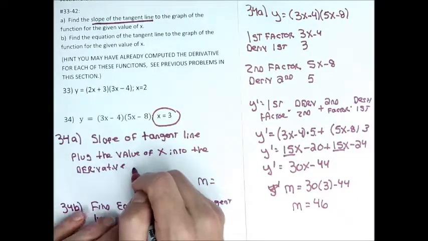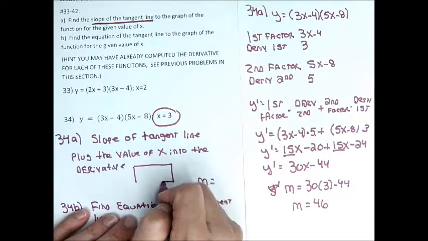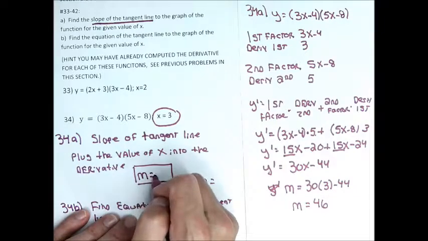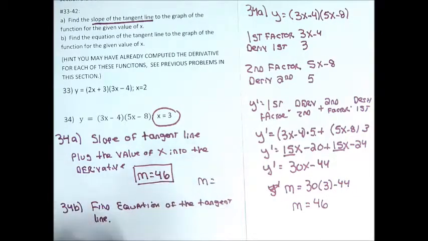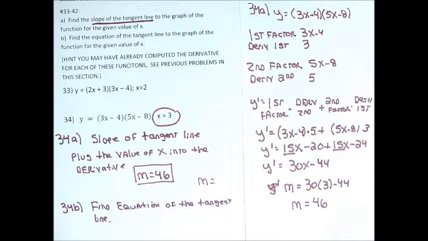So for part A, where I'm asked to find a slope of a tangent line, the algebra is to find the derivative using whichever rule is necessary, and then plug the value of x that's given into the derivative, and that will give you the slope of the tangent line. Done with part A, now I'm going to move on to part B.